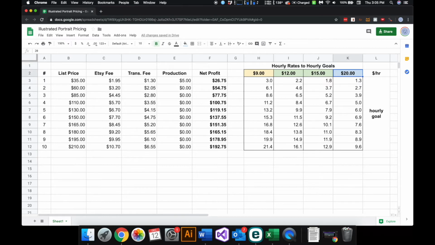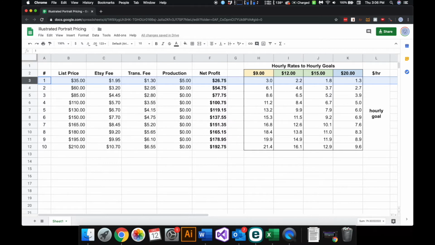So when you get these numbers figured out, you can simply divide your net profit by the hourly rate that you want to make, and this will tell you the maximum number of hours you can spend on the project and make that hourly rate. So, in this case, you have to work 3 hours or less on a single portrait to make $9 an hour, and if I wanted to make $20 an hour, well, I need to finish it in probably an hour and 15 minutes.